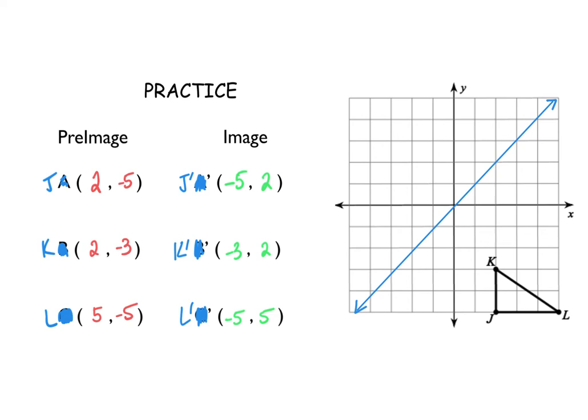Then I'm just going to graph it. So I go to negative 5, positive 2. I go to negative 3, positive 2. And then I go to negative 5, positive 5.